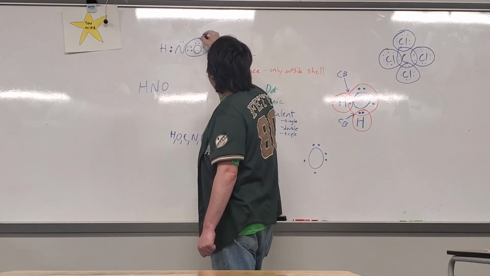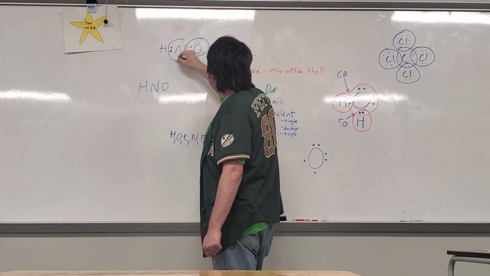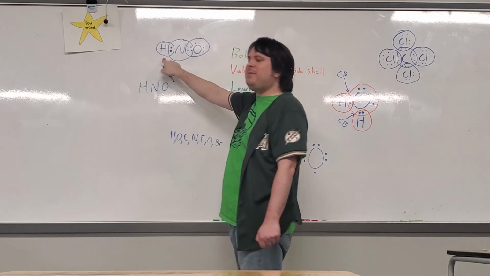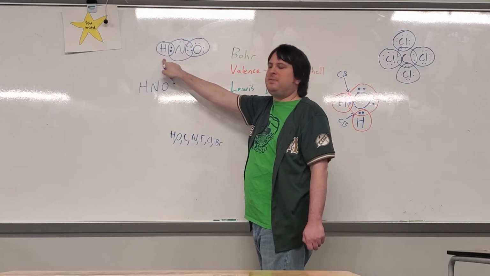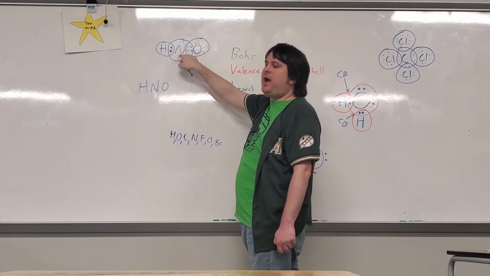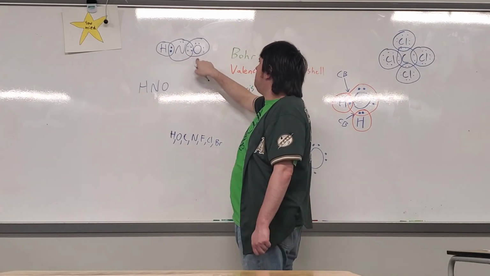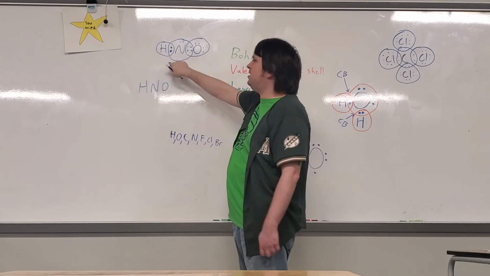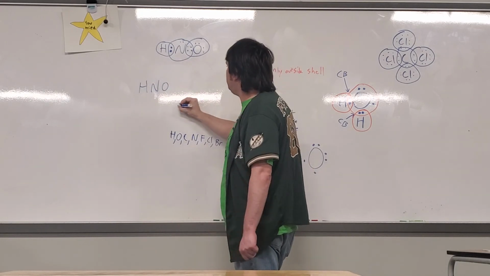And if you circle everything shared by everything, hydrogen made it to 2. It's happy. Nitrogen made it to 8. Also happy. Oxygen made it to 8. Also happy. In the off chance that this is cut off of the camera, I will draw it down here as well.